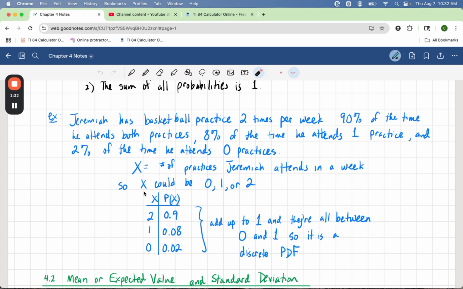So we know that the probabilities are all between 0 and 1, so that's good. And we know all the probabilities add up to 1. So it is a PDF, a discrete PDF.